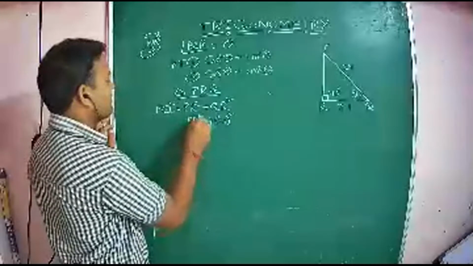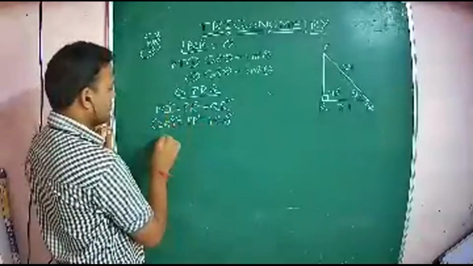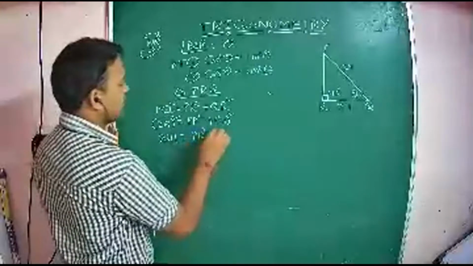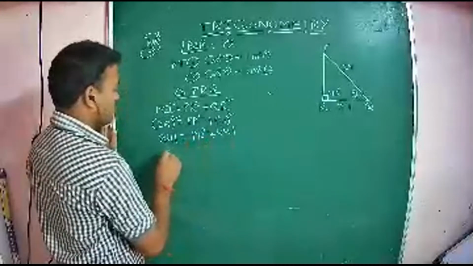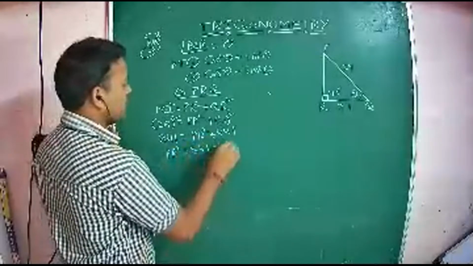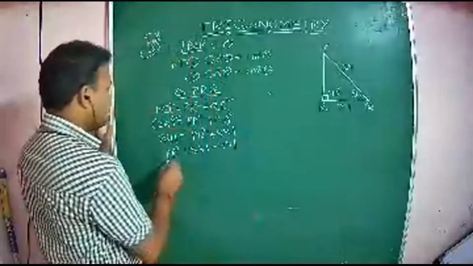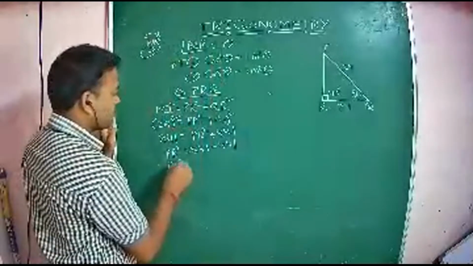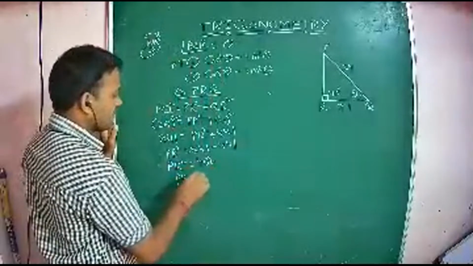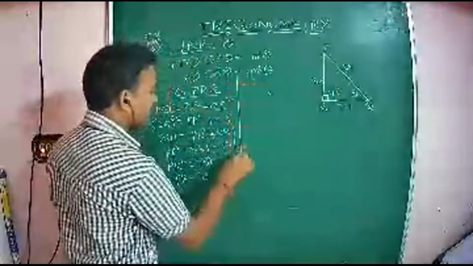So 29 square, which is 841, is equal to PR square plus 441. Clear? So PR square is equal to 841 minus 441. Clear everybody? So similarly here PR square is equal to 400. PR is equal to 20. So this PR value becomes 20. Okay, clear?